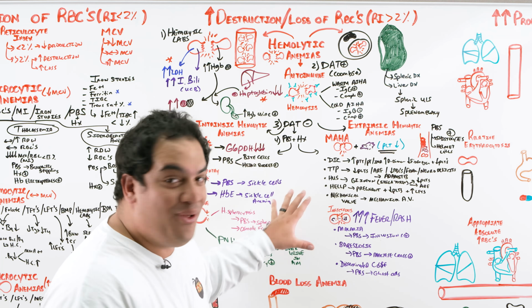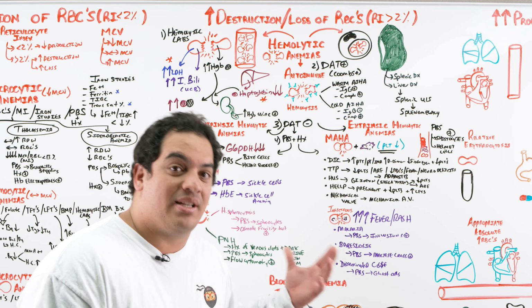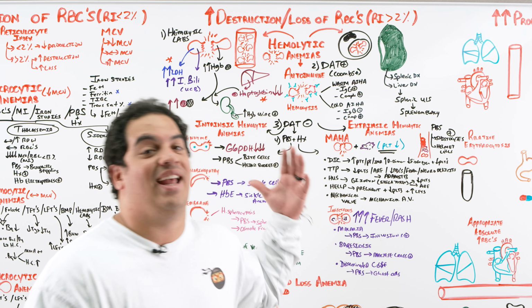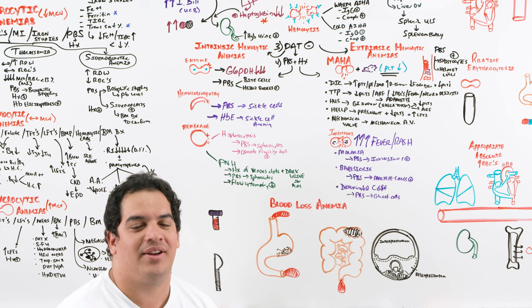All right, now that we've gone through these, let's talk about the last part here that could be a part of these anemias, though it's not destruction, it's a loss of blood. Let's talk about that. So the last thing is we think it's blood loss. How do I determine that?